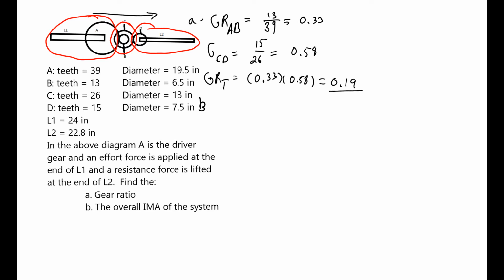This is part B. Alright, so let's say this is part 1, 2, and 3. For 1, IMA equals effort distance over resistance distance. So what is our effort distance going to be here for 1? Where is the effort being applied, do you think? It's being applied at the end of L1, so what's our effort distance going to be? 24 inches.